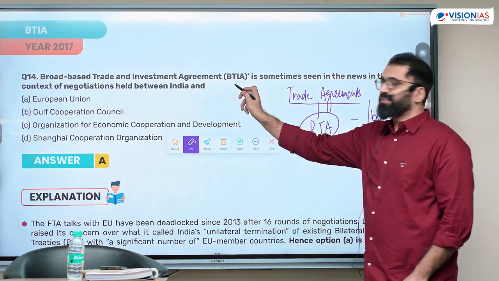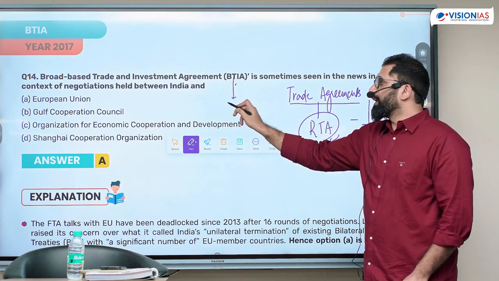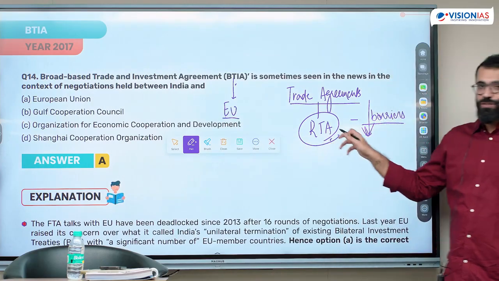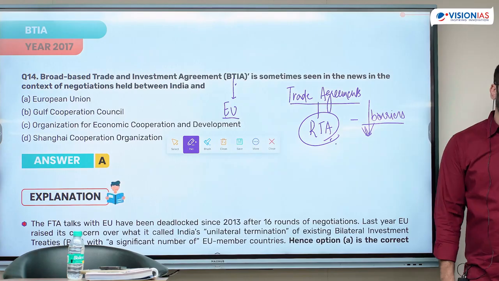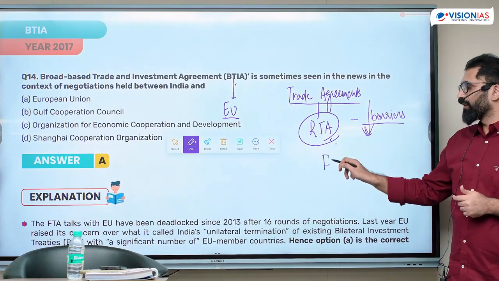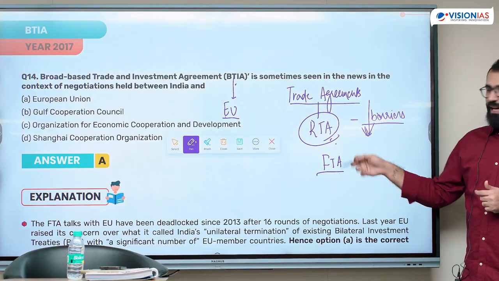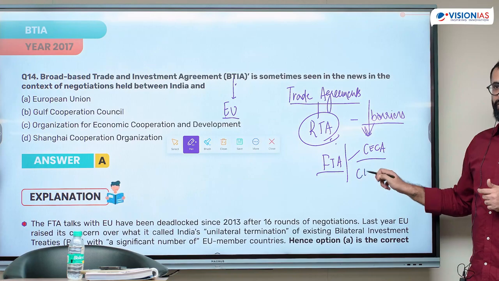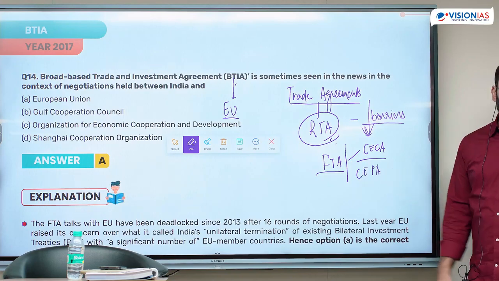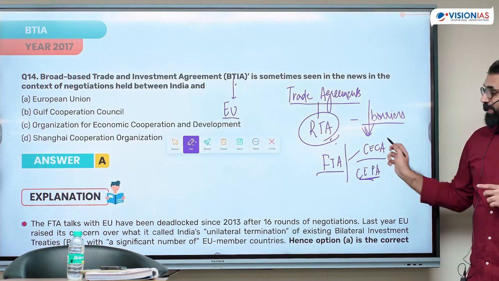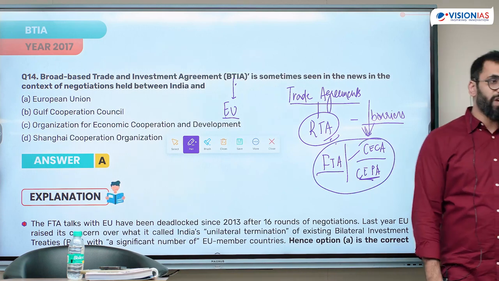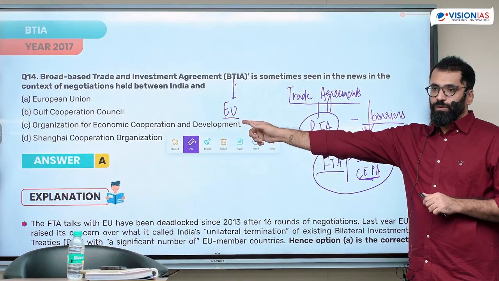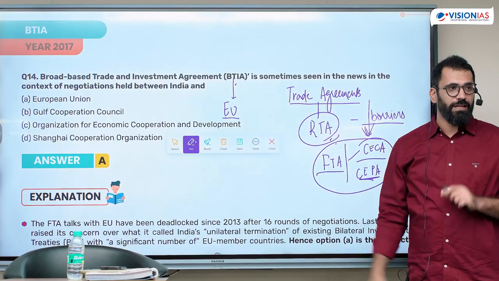This agreement, the Broad-Based Trade and Investment Agreement, was part of India's negotiations with the European Union. So you'll find a number of these regional trade agreements and they have specific names. Generally, they are all called free trade agreements. India has certain variants of FTAs called Comprehensive Economic Cooperation Agreement and Comprehensive Economic Partnership Agreement. For example, with UAE, it has signed a partnership. All of these have specific names. These are generic names. For example, India's BTIA is an FTA with the EU. So you'll find FTA references, but all of these have a specific name also.